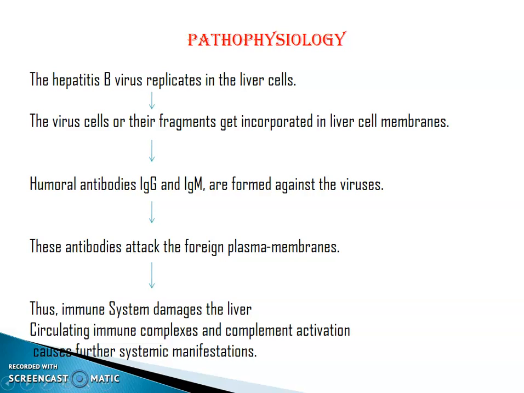Now this is pathophysiology. First, hepatitis B virus enters the body and replicates in the liver cell. These cells or their fragments get incorporated into the liver cell membrane. It produces humoral antibodies IgG and IgM that are formed against the viruses. These antibodies attack the foreign plasma membrane. Thus, the immune system damages the liver. Circulating immune complexes and complement activation cause further systemic manifestation.